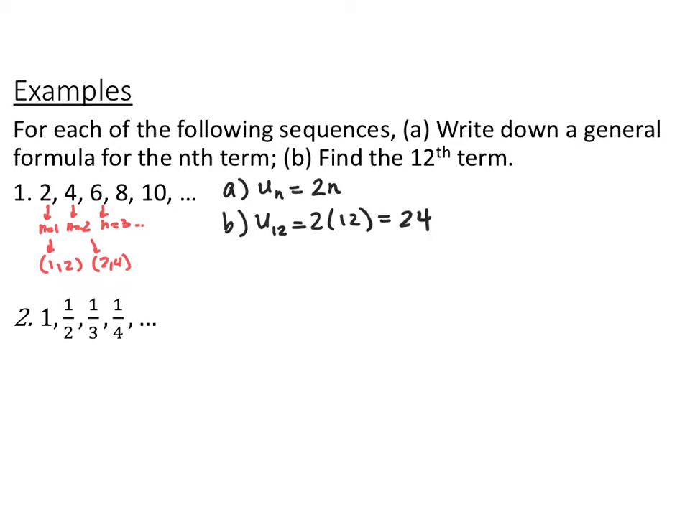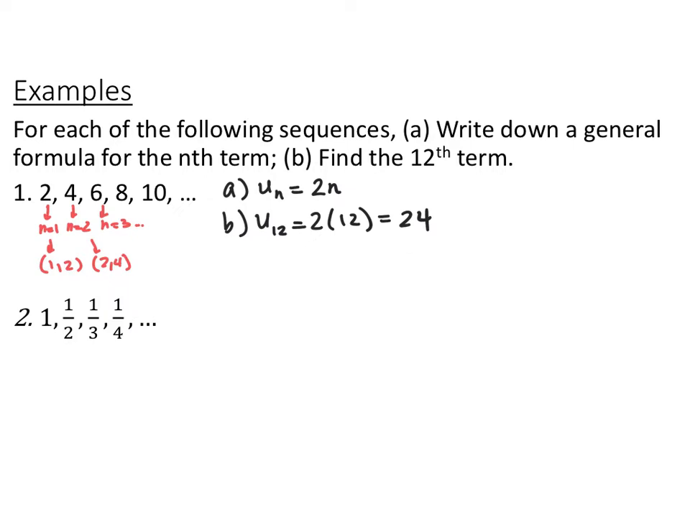So for this first one, whatever your x value is, your y value is always twice that, or whatever your term number is, the term is always twice that. So the first one, u sub n is equal to 2n. So this is just kind of like a linear equation, except we're just writing it in sequence notation instead of function notation. And then the 12th term, you just plug in 12 for n because that's your x value. So you end up with u sub 12 is 2 times 12, which is 24.